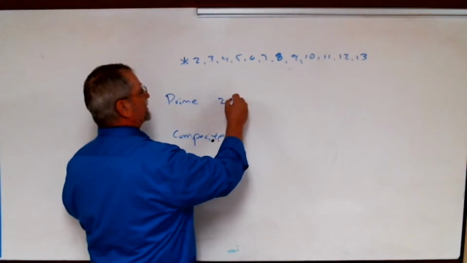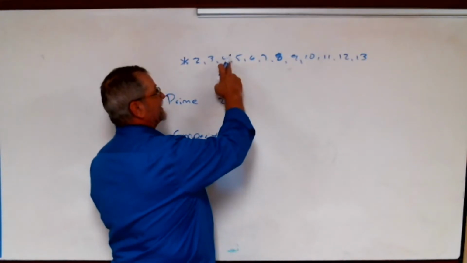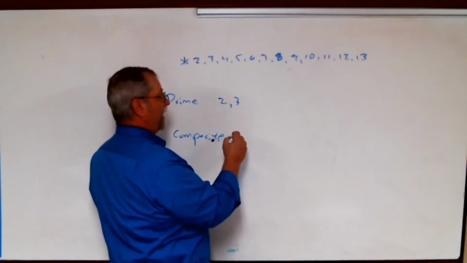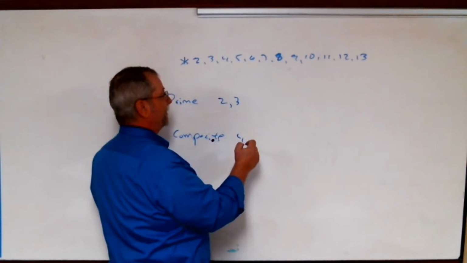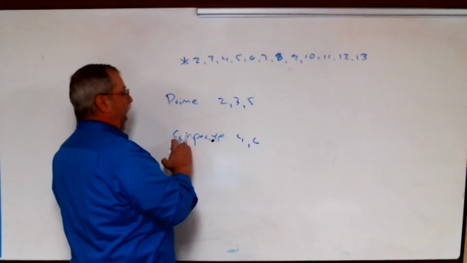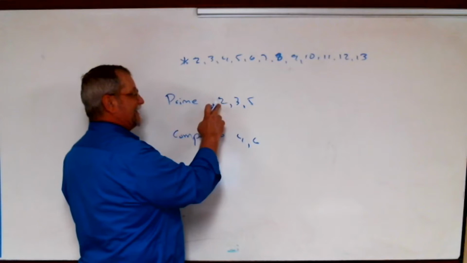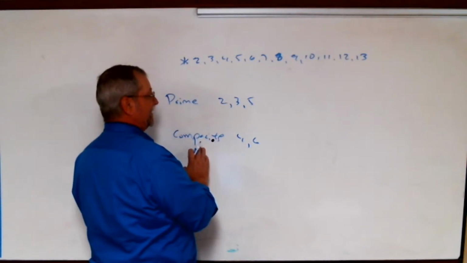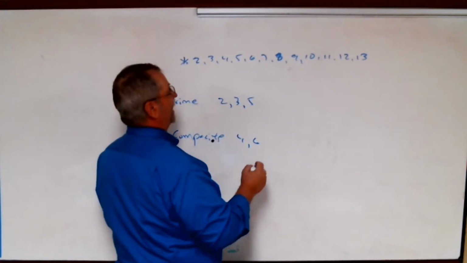The next number is 3, that's a prime number. It's only divisible by 1 and 3. Next is 4, that's divisible by 1, 2, and 4. So 4 is a composite number. 5 is prime. 6 is composite. There are no even prime numbers except 2. If a number is even, it's always composite. All the prime numbers are odd, but not all the odd numbers are prime, okay?